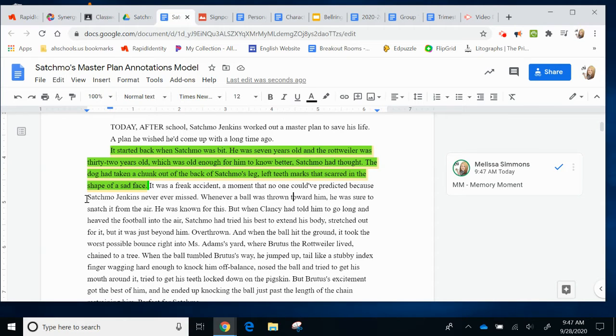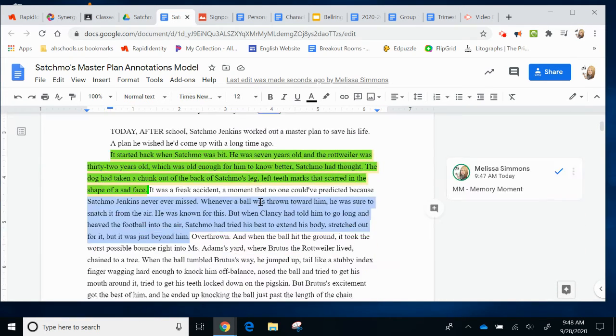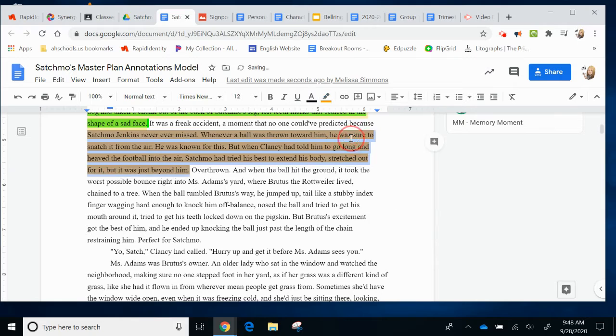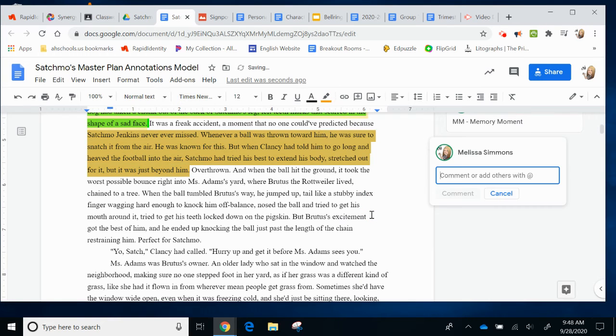So the other signpost I found as I was going through is this whole part here about Satchmo never missing a football. He never misses catching a football. But in this moment, he actually does. Okay, that is a contrast. That's something that's out of character for Satchmo. And so if I go up here, contrast is orange. Highlighting tool, click orange, right click to comment, and again, CC for contrast and contradiction, or you can write it in.